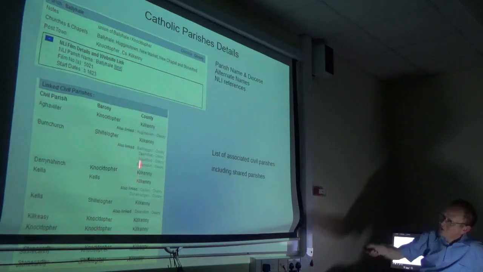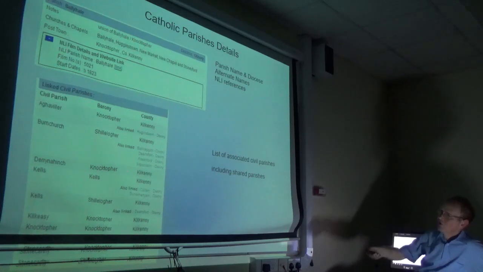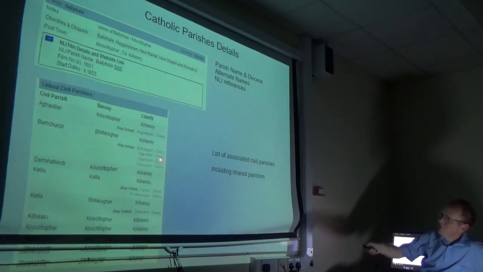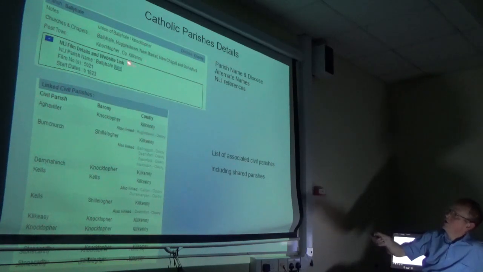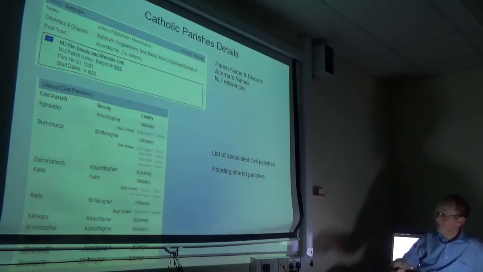They're the civil parishes that were linked based on all the evidence of the Lewis entries. And you'll see some of them are also linked. So that parish is linked to Hugginstown as well as our parish, which is Ballyhale, Knockover. And you see, a lot of parishes are like that, linked to other parishes.